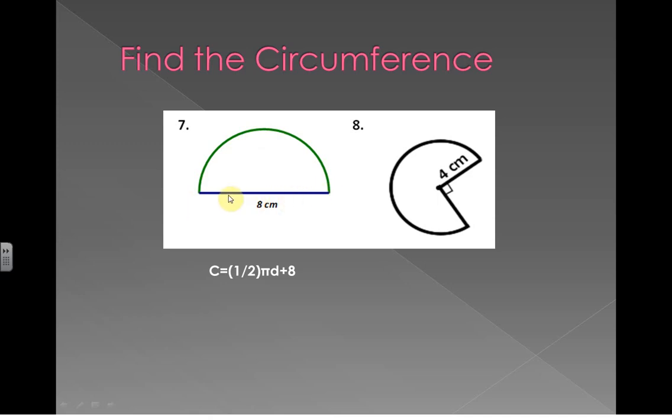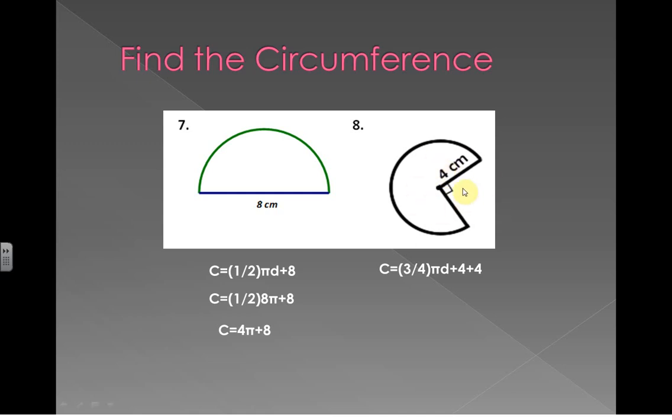But then we have to account for this 8, so that's why the plus 8 is there. So we substitute those values in. The diameter is 8, and there we go, 4 pi plus 8. Again, that would be fine, because if I don't tell you how to round, that is a perfect, wonderful, beautiful answer. Over here, I'm hoping you realize that this is 3/4 of a circle.